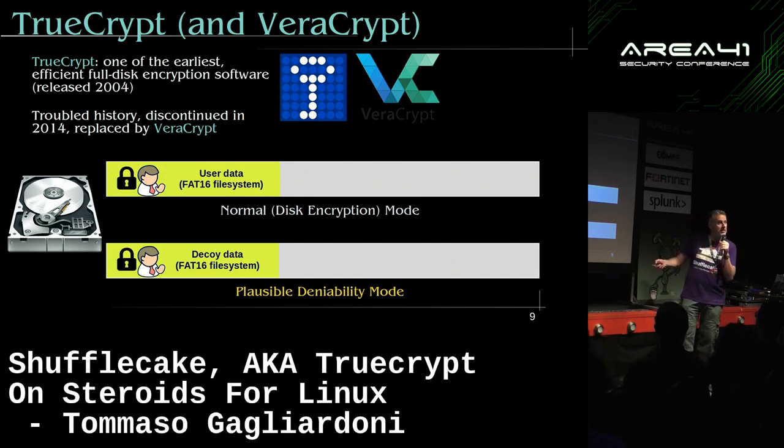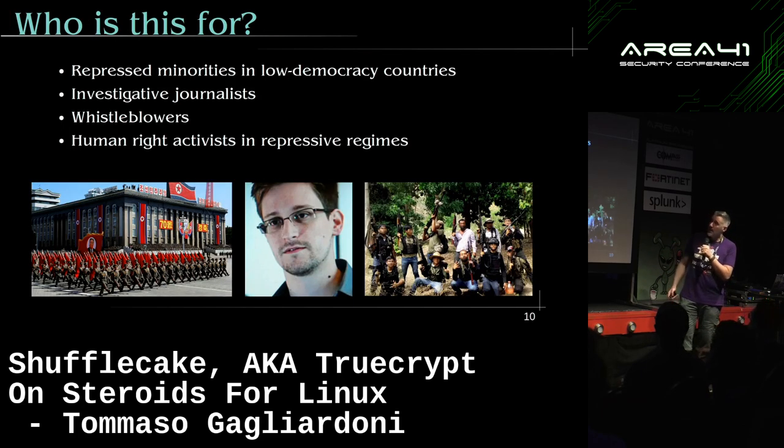You have your cat pictures here, and your Panama papers are in the hidden partition. That's the theory. Now, as I said, the main use case for this is for people who are in constant danger of coercive interrogation. It can be legal pressure, social pressure, or violence. Think of activists, investigative journalists, whistleblowers. These people really have a threat model that is different from yours.